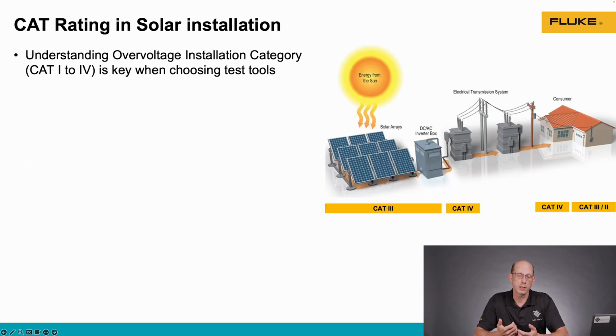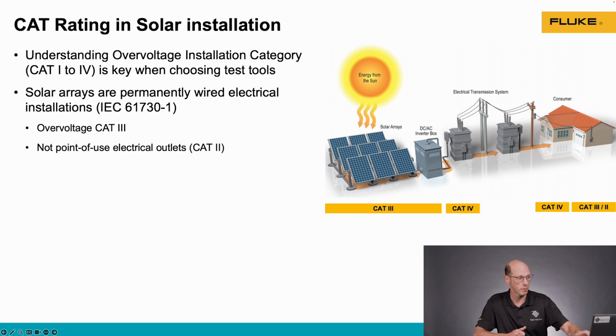Category ratings are related to the environment in which we're testing. There's category 1 through 4. The higher the number goes, the higher the potential for transient voltage spikes. There's an IEC standard that categorizes a solar array as a category 3 environment. We have to keep that in mind when we're selecting our test tools.